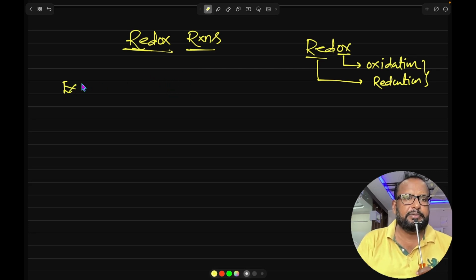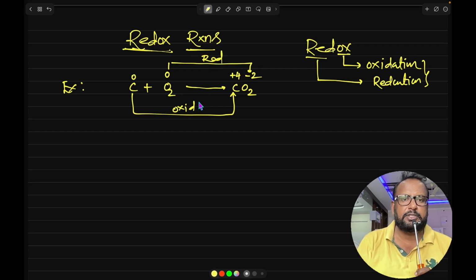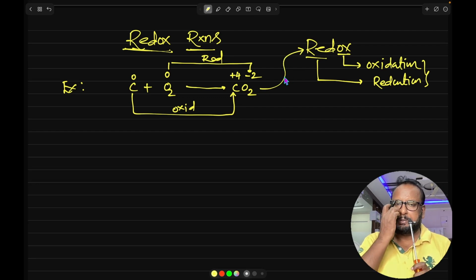Let us take one example here. Carbon reacts with oxygen O2 and gives us CO2. Here carbon has 0 oxidation number, oxygen is also 0. Here the carbon is +4, oxygen is -2. So carbon's oxidation number has increased, therefore it's an oxidation reaction. Oxygen's oxidation number has decreased, so it's a reduction reaction. Altogether the reaction is a redox reaction.